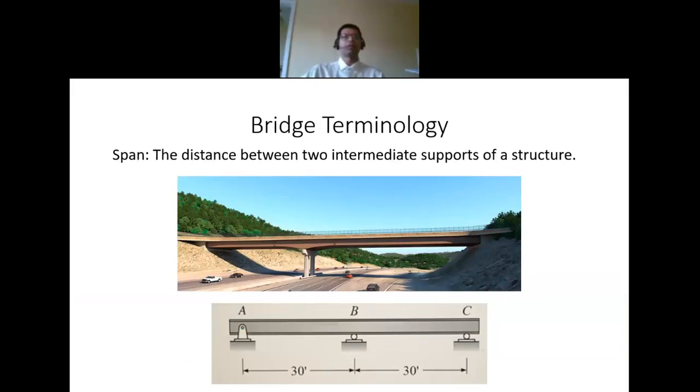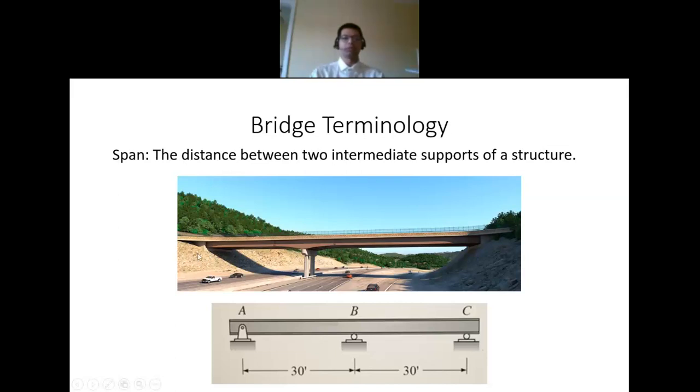Okay, so let's look at a few basic bridge terms. Bridge span, most of you would have come across this term in structural analysis. Bridge span is defined as the distance between two supports. The picture shown here has one support on the left end here.